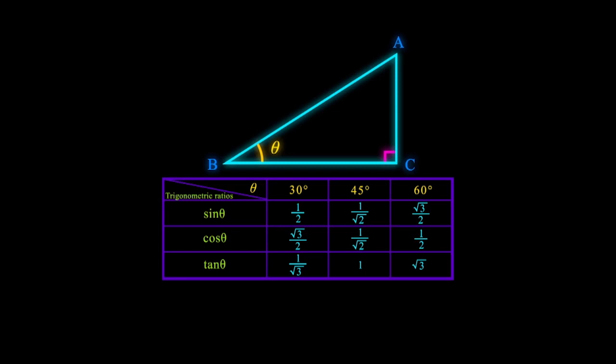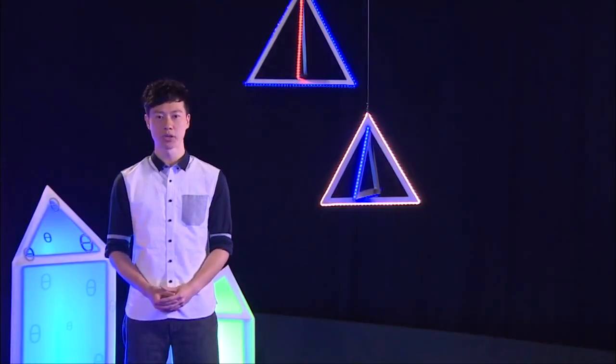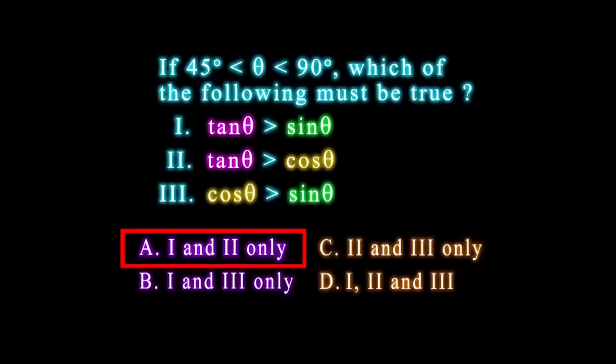Tangent 45 degrees is 1. Sine 45 degrees and cosine 45 degrees are 1 over the square root of 2. Tangent 45 degrees is greater than sine 45 degrees, as well as cosine 45 degrees. Also, from 45 degrees to 90 degrees, the values of sine increase. Conversely, the values of cosine decrease from 45 degrees to 90 degrees. If you're observant and understand the concept of trigonometric ratios clearly, the answer is A. That is, tangent theta is greater than sine theta, tangent theta is greater than cosine theta.